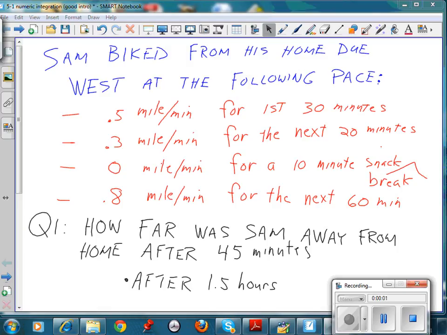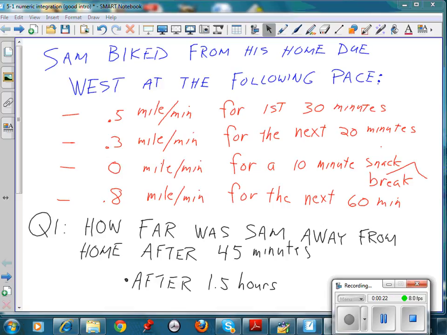Welcome back. Today we start off our study of the second big section of calculus, integral calculus. To gain a little intuition as to what an integral is, we start off with this little word problem here. You can read along with me.